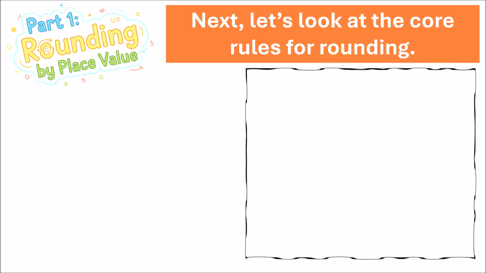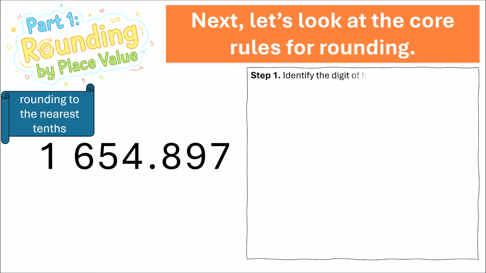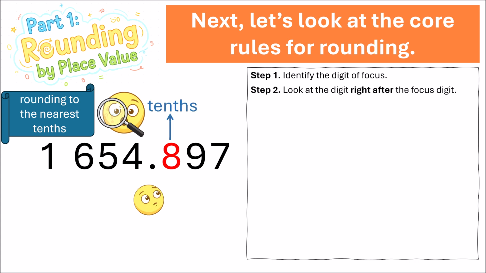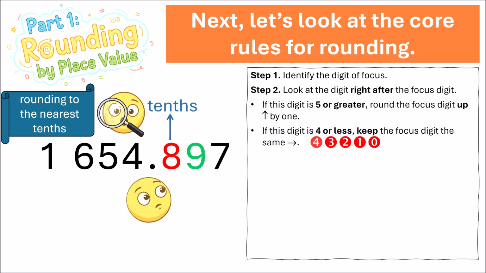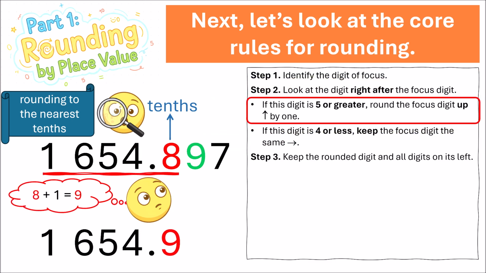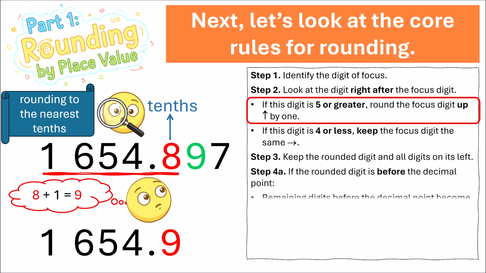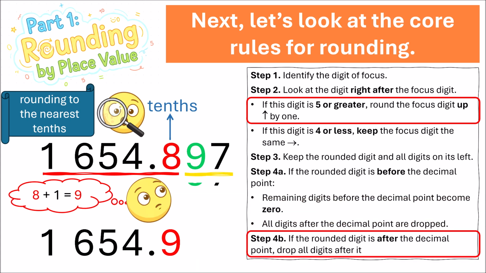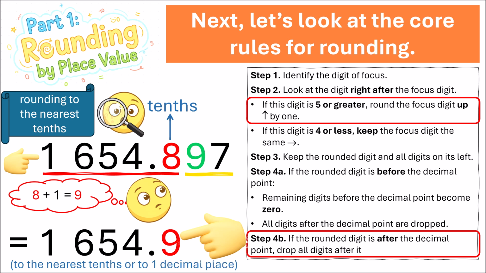In the next example, we'll round this number to the nearest tenths. That makes 8 the focus digit. The digit on its right is 9, and since 9 is 5 or greater, add 1 to 8. As in the previous examples, keep the rounded digit and all digits on its left. Step 4a is not relevant since the rounded digit comes after the decimal point. Instead, we use step 4b and drop all digits after the rounded digit. So 1654.897 equals 1654.9 when rounded to the nearest tenths. Note that this is the same as rounding to one decimal place.